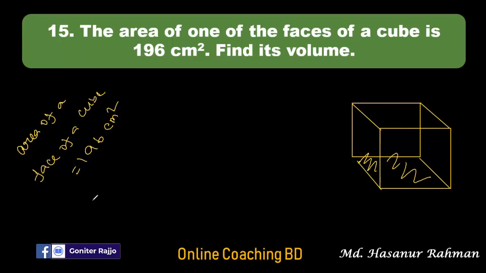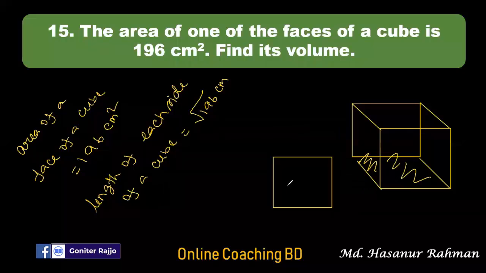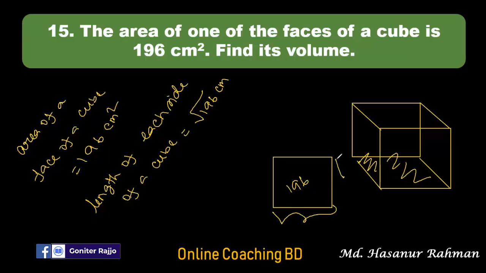At first we have to find out the length of each side of a cube, equal to root over 196 centimeter. Actually, one face of a cube represents a square and the area is 196. So we have to find out each length, and every length is same. So we have to find out the square root of 196.